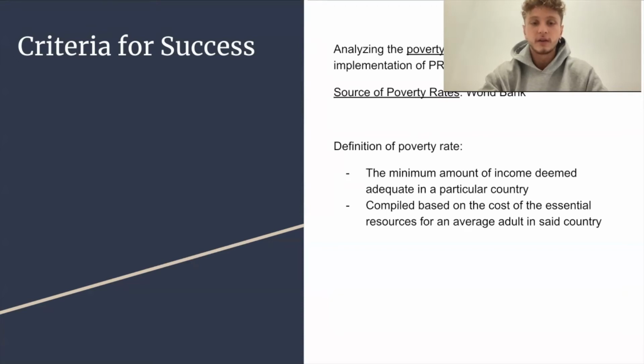We also have to look at the definition of poverty rates, which are the changes in the minimum amount of income deemed adequate in a particular country and are compiled based on the cost of essential resources that an average adult consumes and needs. We'll be using data compiled by the World Bank on poverty rates in order to establish our conclusion.